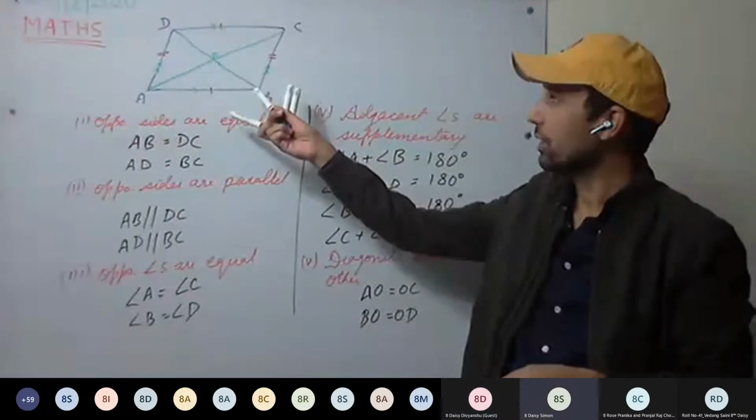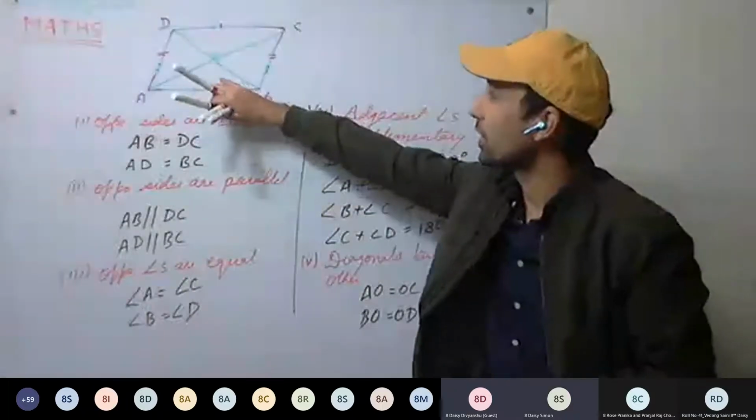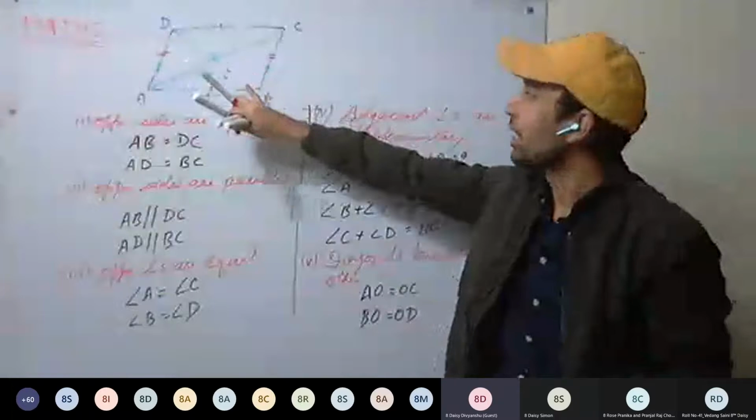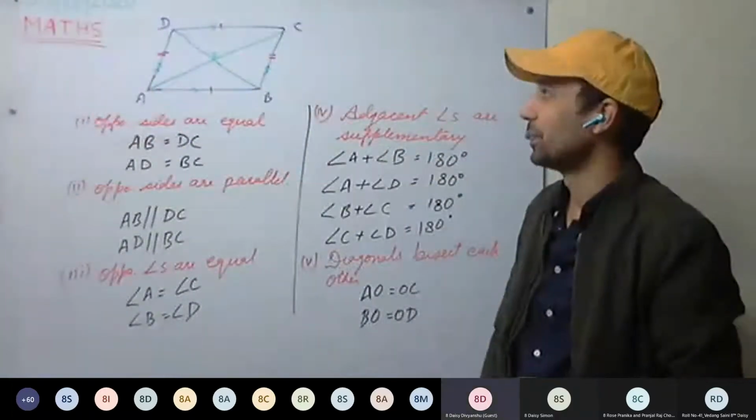Are diagonals equal? Yes, sir. Not equal. Diagonals are not equal here. If diagonals are equal in a parallelogram, what will it become?